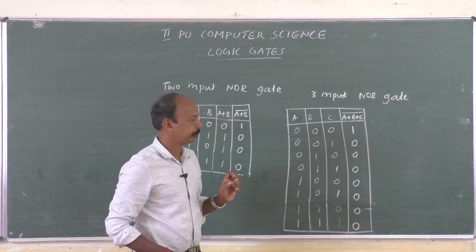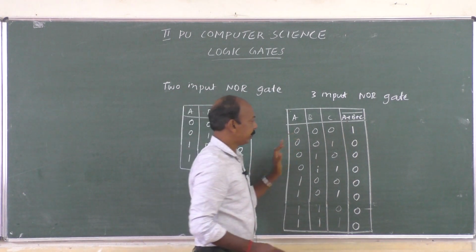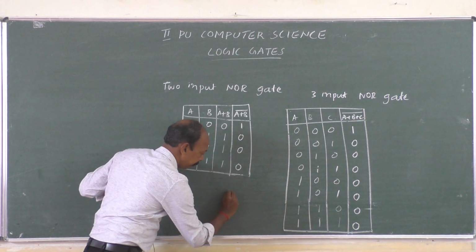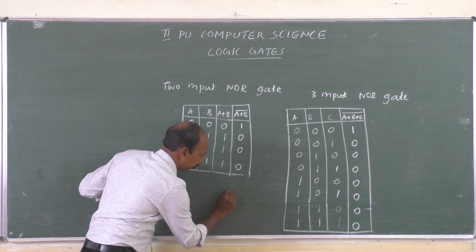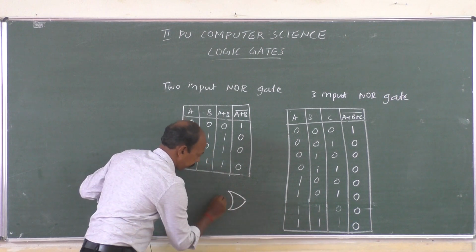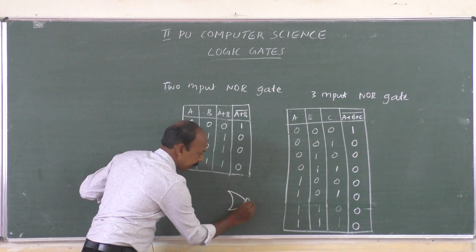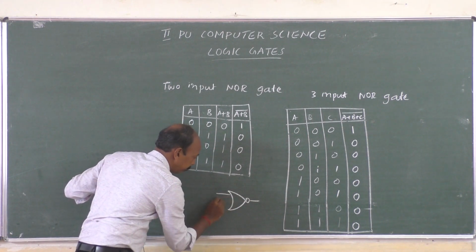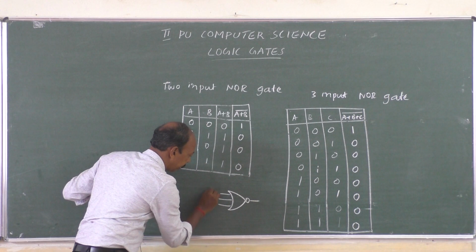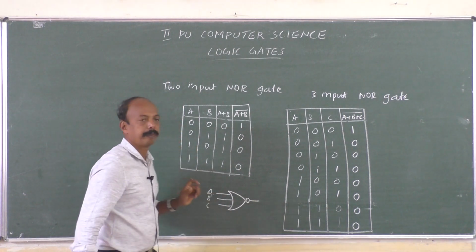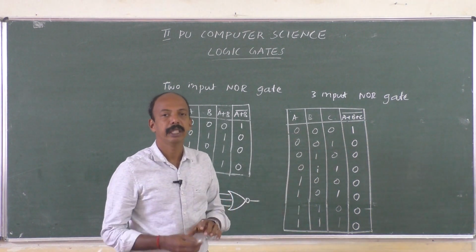Easy to understand. How can we represent this symbolically? The 3 input NOR gate has the same representation as the NOR gate, a bubble in front of it and an output. But how many inputs? 1, 2, 3: A, B and C. That's about the NOR gate.